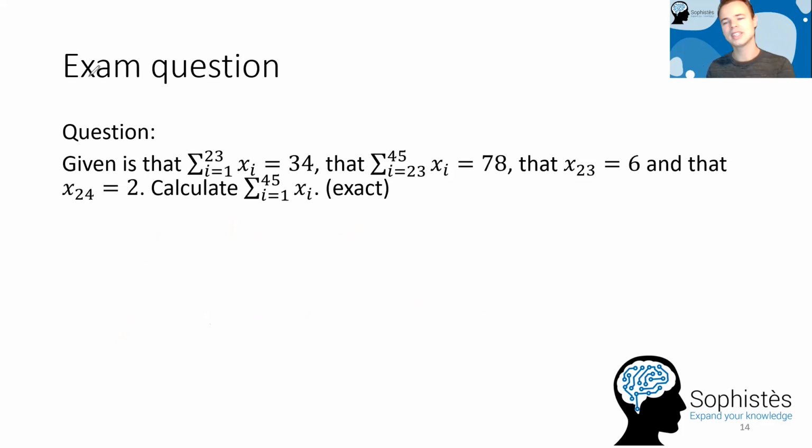Okay. Then here is a pretty difficult one. I will first help you guys get started. Which property do you think you have to use? If you just look a bit, it goes all the way up to 23, and then it starts somewhere around the 24, all the way up to the 45. And then you want to know it from 1 to 45. Which rule comes to your mind?